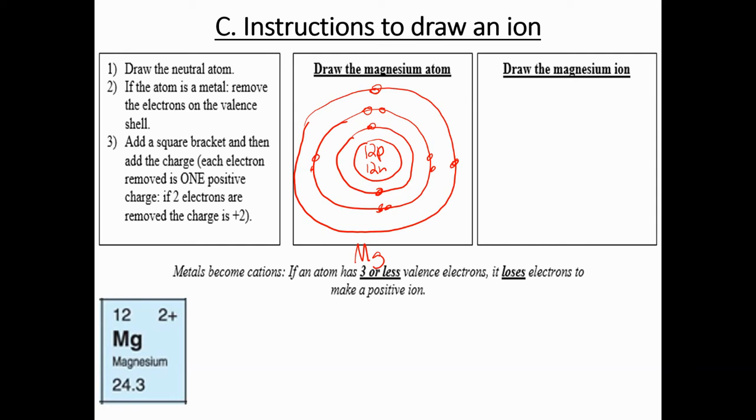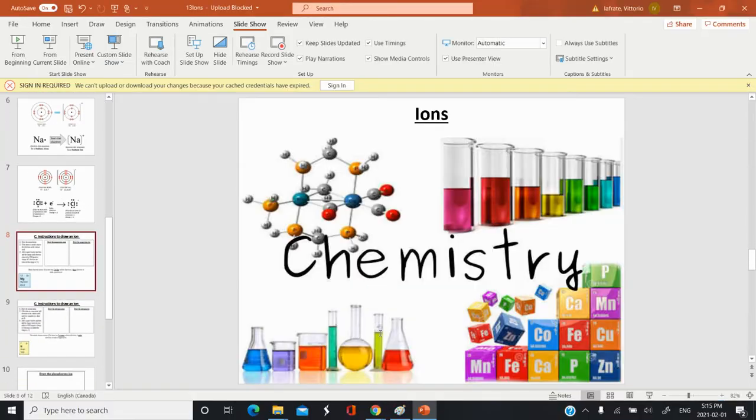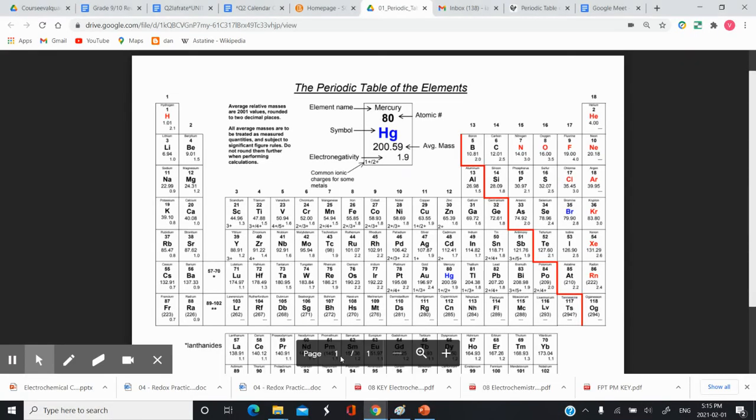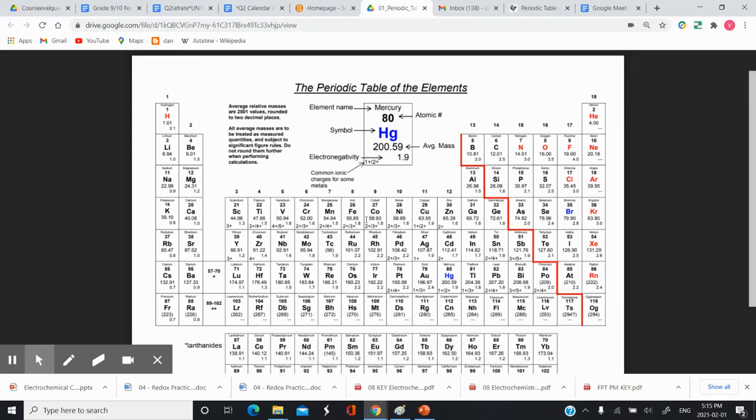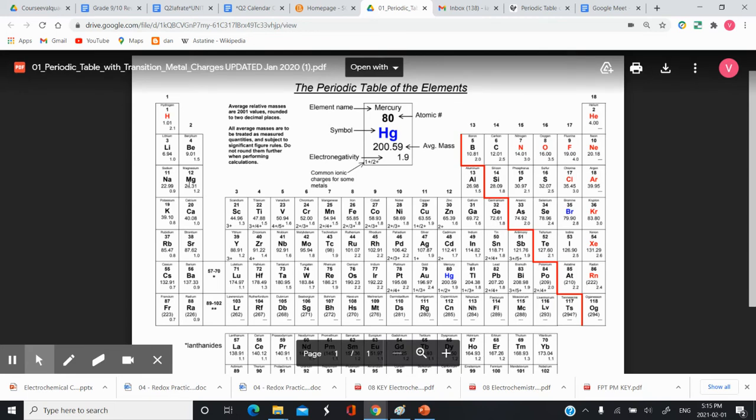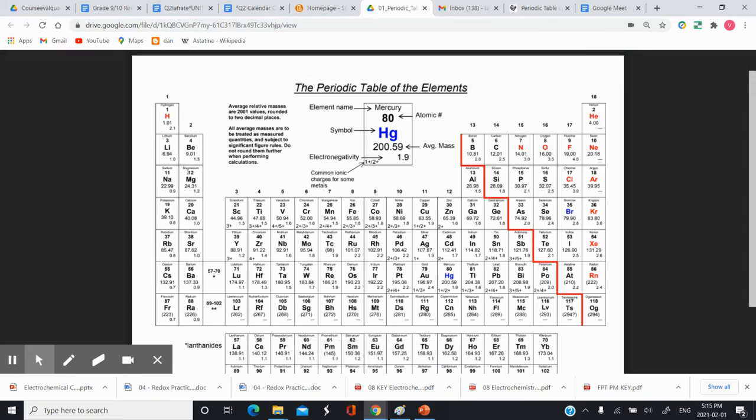And we want to draw the ion, so we have to determine what ion it will form. This picture here has the charge given to you, 2 plus. If we go to our periodic table, you'll see that some charges are given if there's multiple charges, and we'll discuss that later on. But you'll see that for many, the charge is not given. So for magnesium, the charge is not given.